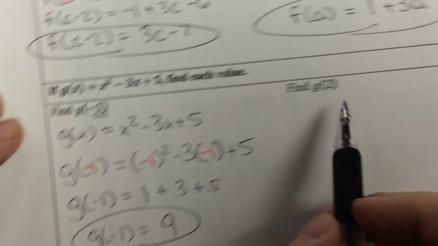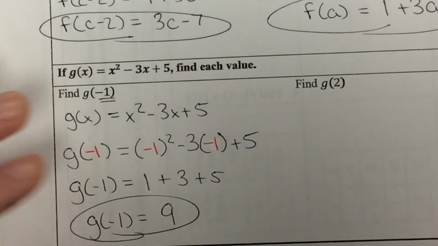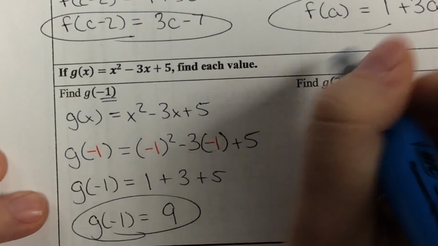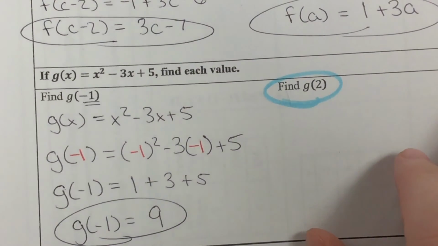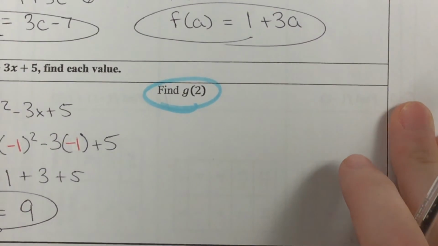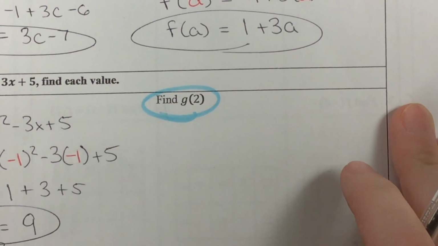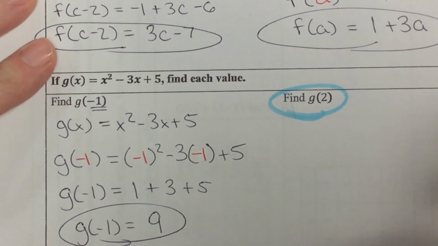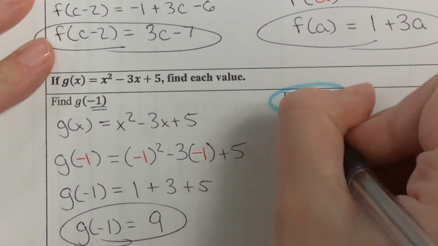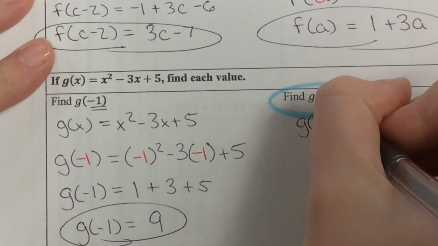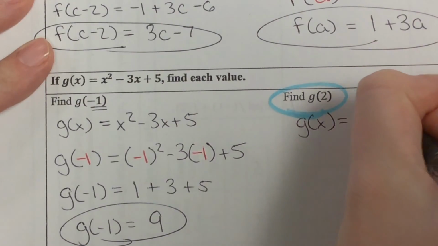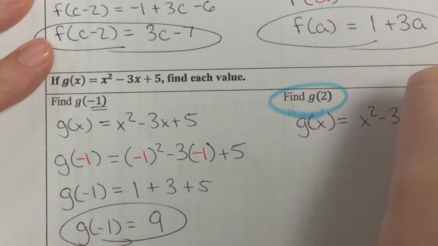I want you to try this one on your own. Let me highlight it here. Find g of 2. I'm going to set up this problem for you, and then I'm going to have you pause to keep working out the problem on your own, and then resume the video to see how you did. So let's set up the problem first. We have g of x equals x squared minus 3x plus 5.